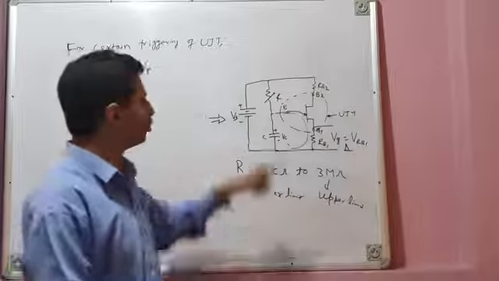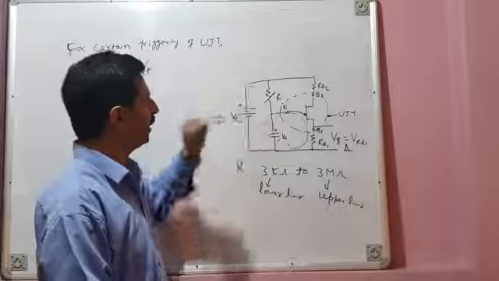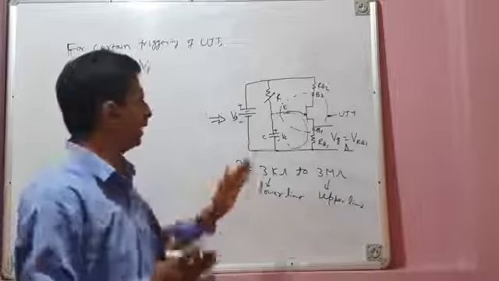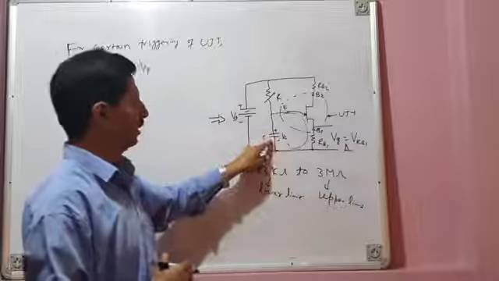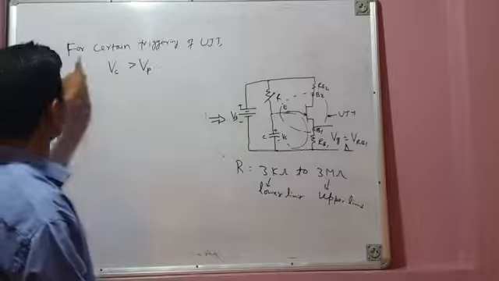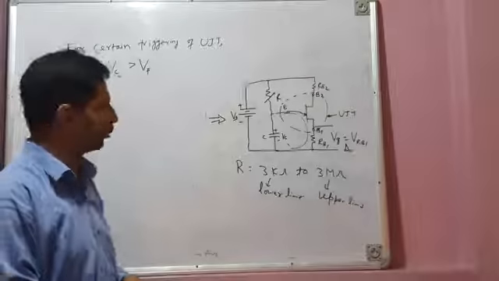So therefore, there should be an upper limit for this resistance. And that upper limit can be determined if we ascertain that the capacitor voltage reaches the peak point voltage, or is greater than the peak point voltage. So that's what I have written. For certain triggering of the UJT, VC should be greater than the peak point voltage.